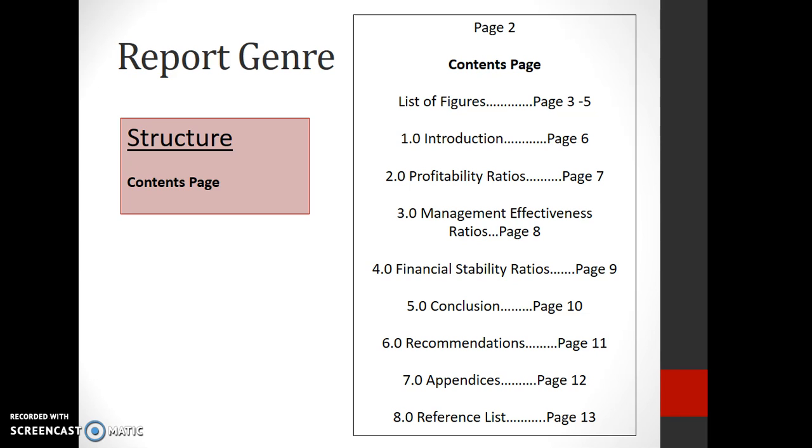Right, you can see the contents page. We all know what a contents page looks like, but one thing that might look a bit different here is the numbering system. So 1.0 is an introduction, 2.0 is the next section, the profitability ratios, 3.0, 4.0. That numbering system is very unique, but critical in a report. As I said, it helps the writer organize their writing. It helps the reader or the audience find sections really quickly.